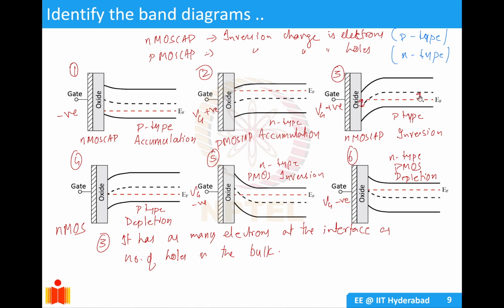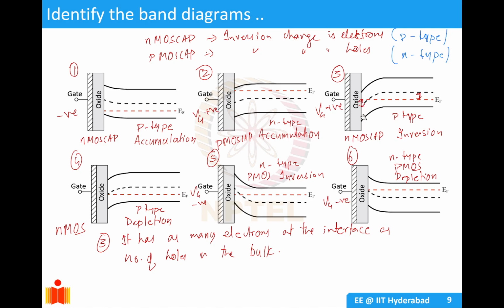Third, you see your EF is closer to EV here, so it is a P-type substrate. When your substrate is P-type, your capacitor is called an NMOS cap. When your substrate is N-type, your capacitor is called a PMOS cap. So you have to remember that it is named opposite to the substrate. Your EF is closer to EV, so your substrate is P-type, and at the interface you will see it crosses EI.